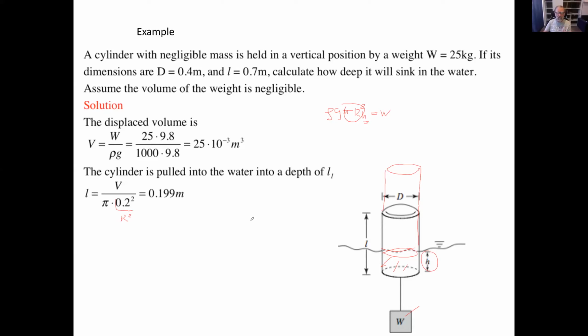So the way I would like to say it is that the weight is equal to the displaced volume, rho G times volume, and the volume is pi r squared times H. Now H is going to be equal to the weight divided by rho G pi r squared, which is exactly what I did here. I just did it in 2 steps. Okay? Yes. All right, let's go to the next one.